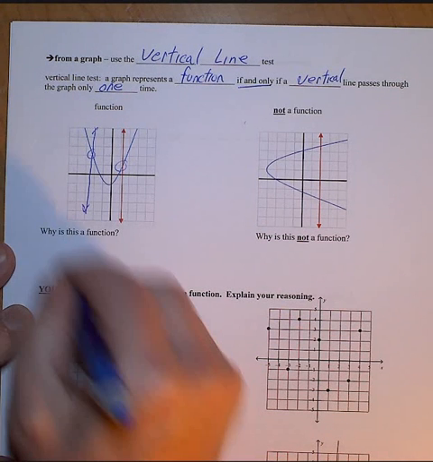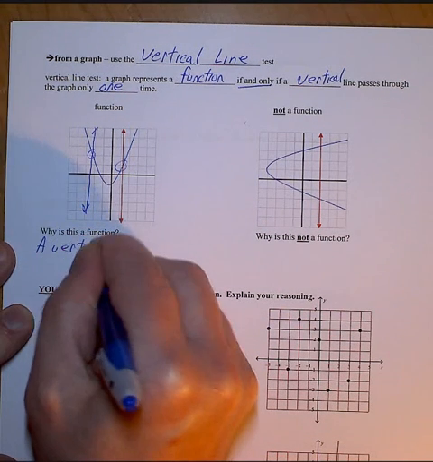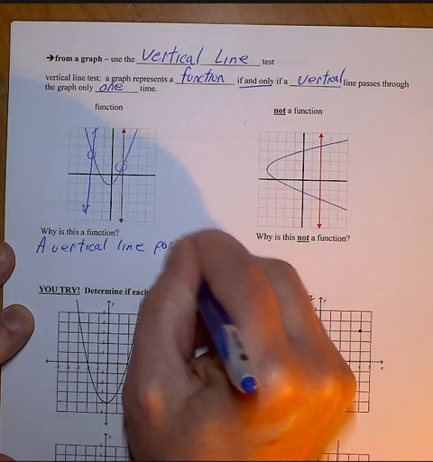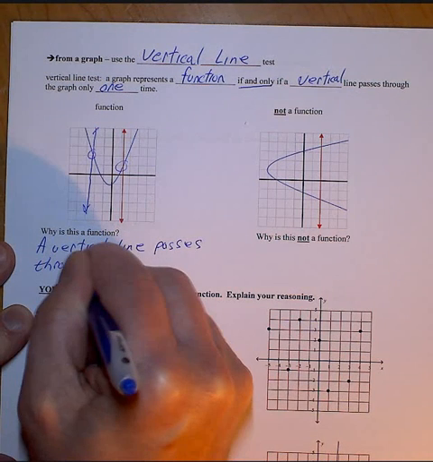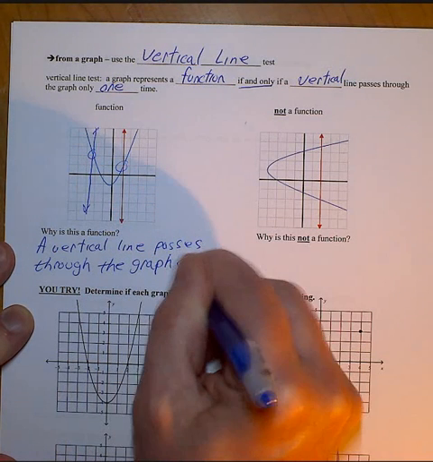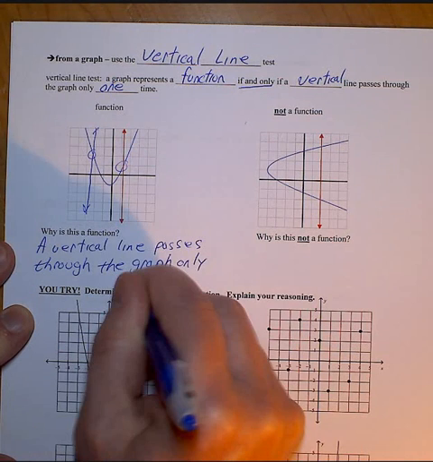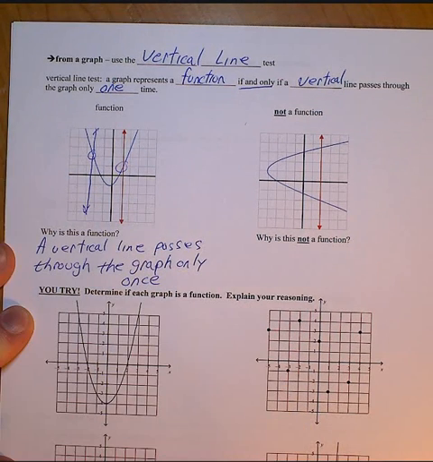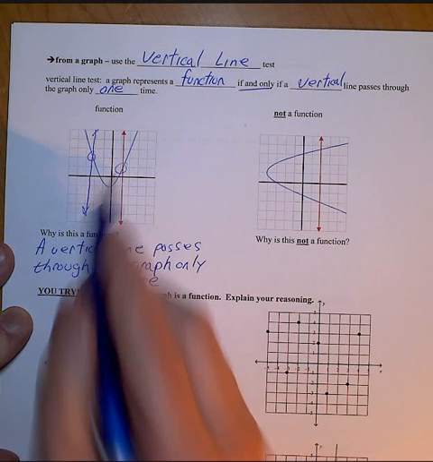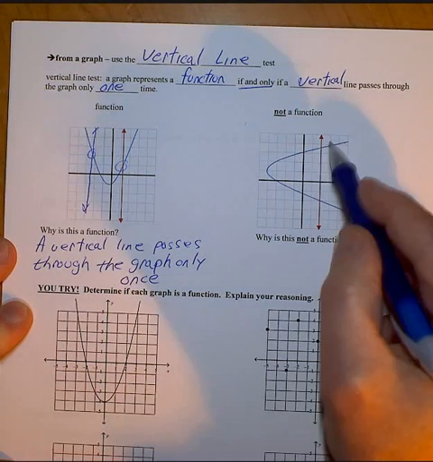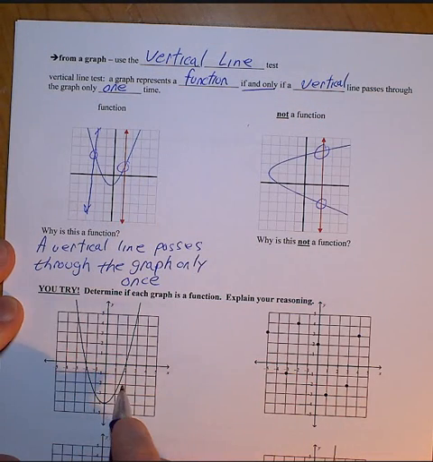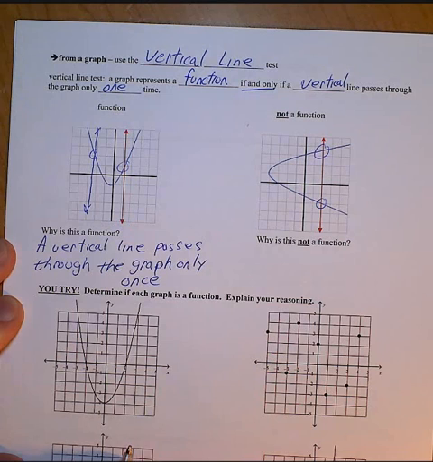Why is it a function? A vertical line passes through the graph only once, or one time. So if it passes through one time, it's a function. It's not a function if that vertical line passes through that graph twice. So I get two intersections right there on this graph. It's like that parabola that's turned sideways. Not a function. Why?